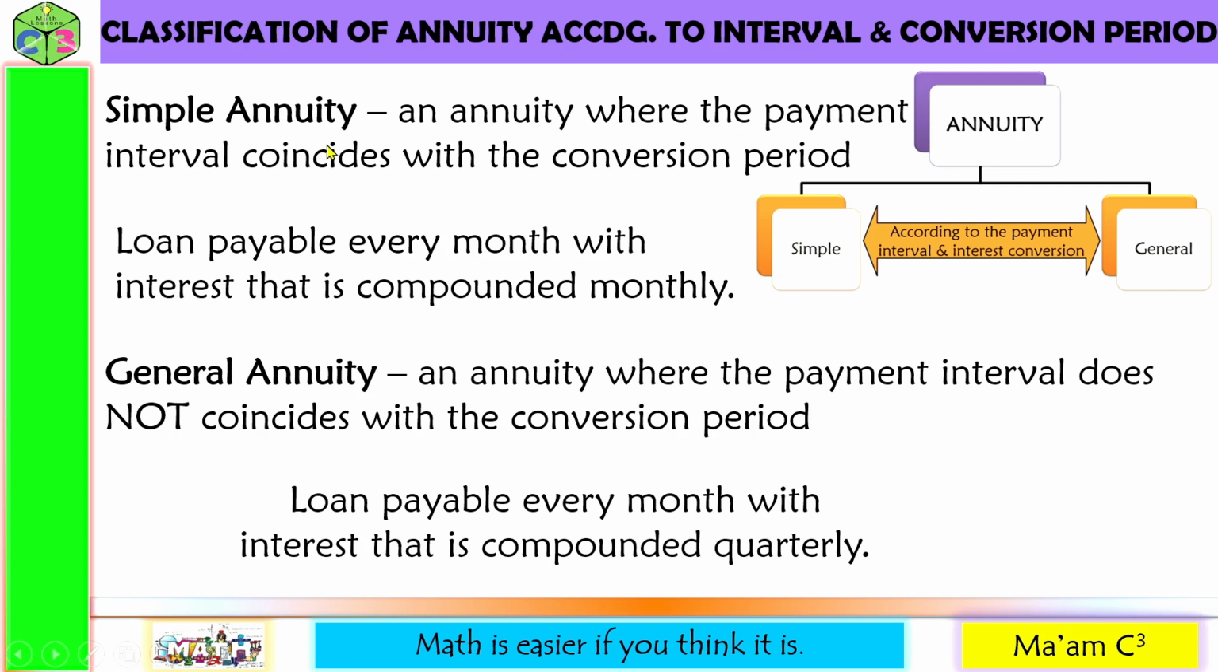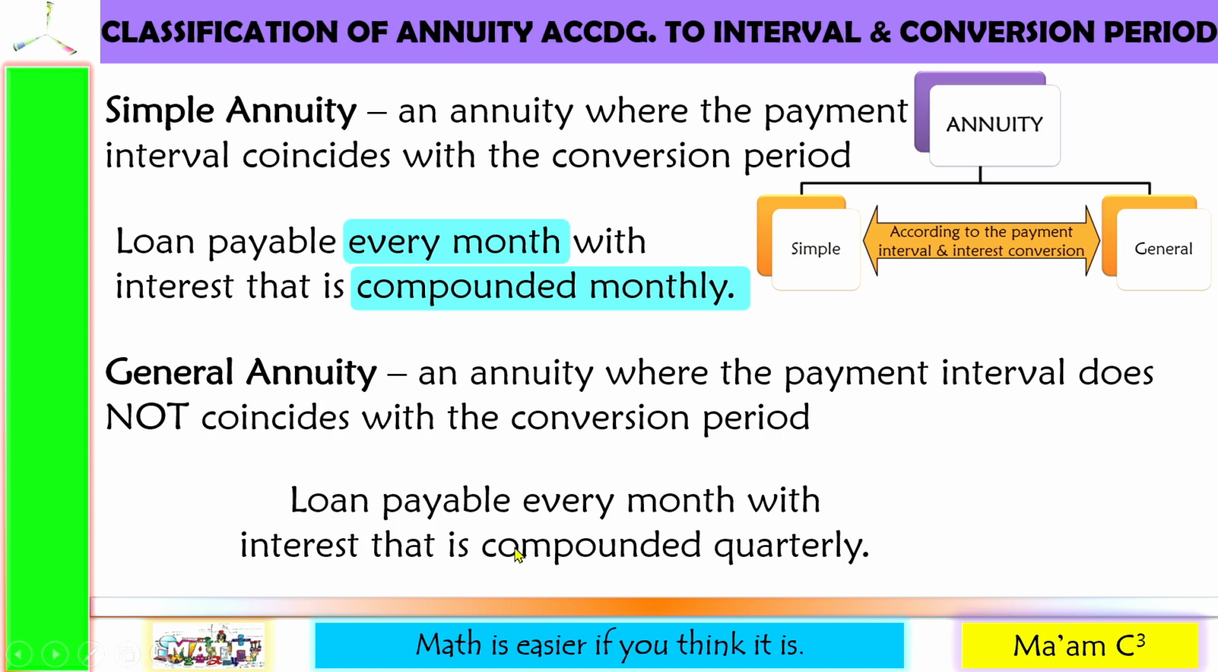Simple annuity is an annuity where the payment interval coincides with the conversion period. Example, loan payable every month with interest that is compounded monthly. So the payment interval is monthly and the conversion of interest is also monthly. They coincide. General annuity is an annuity where the payment interval does not coincide with the conversion period.